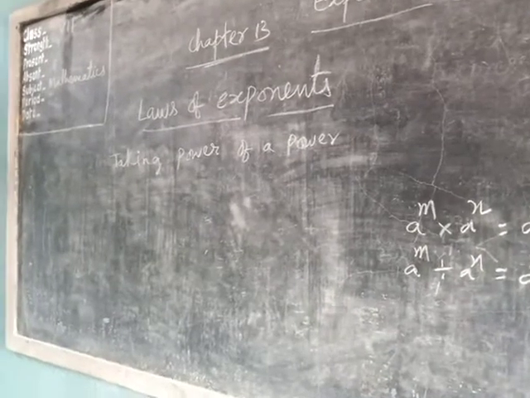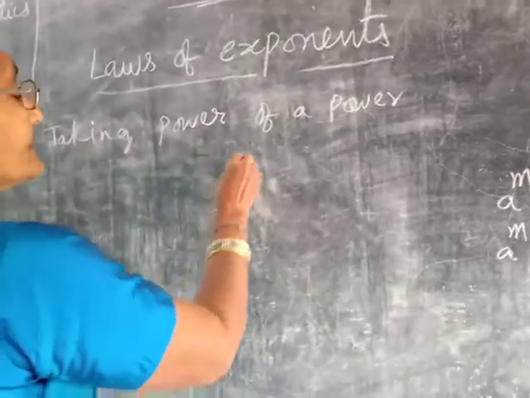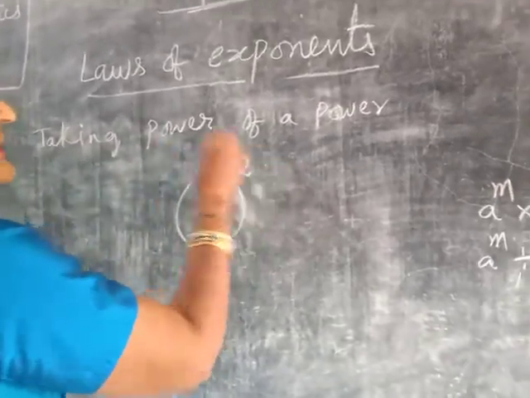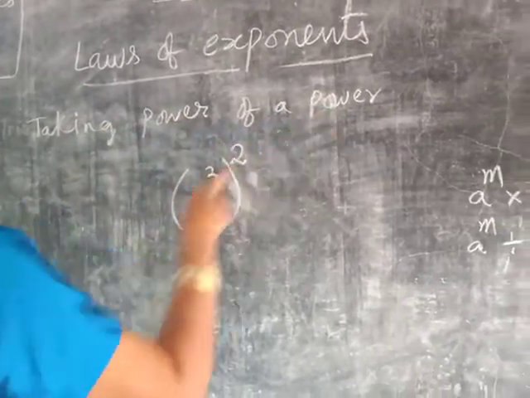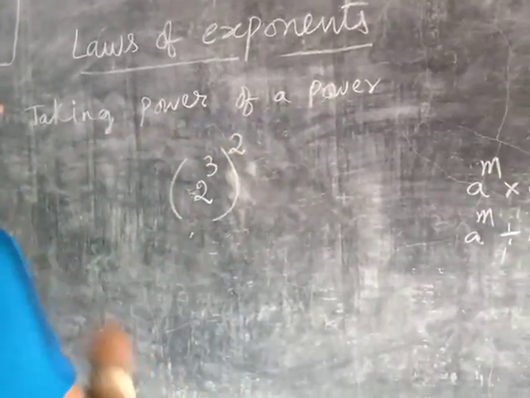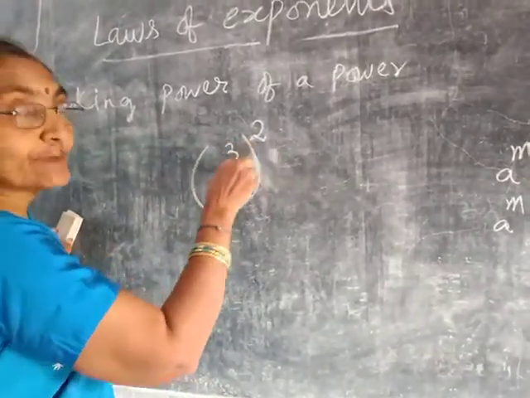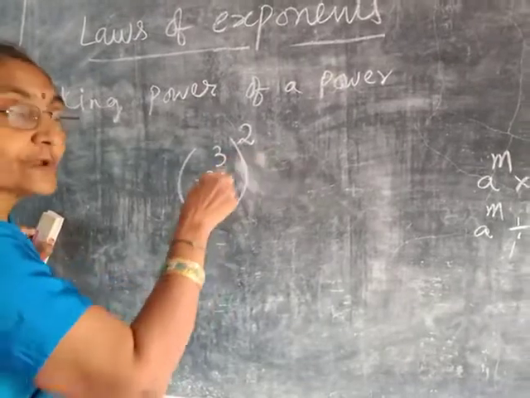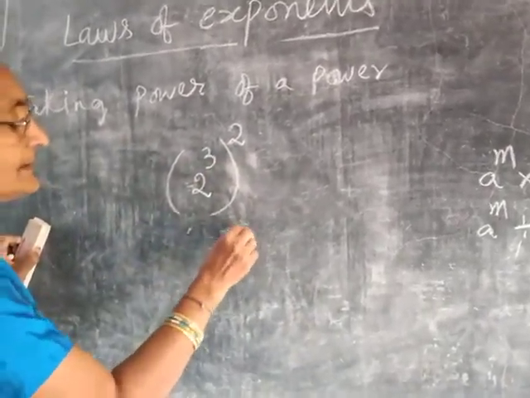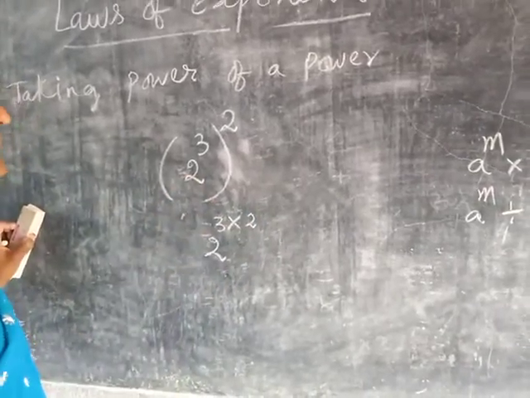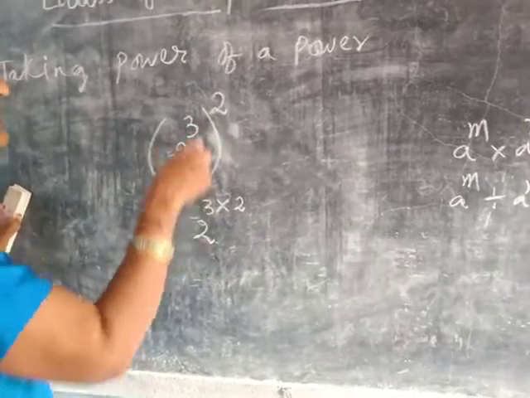Now we will study taking power of a power. Suppose, for example, 2 to the power 3 is there, and again a power 2 is there. It is given 2 times. Taking power of a power, then what will you do? What is the meaning of this? 2 cube, 2 times. So how will you do it? You have to multiply the powers. When a power to the power of a power is given, what will you do? You have to multiply the powers.